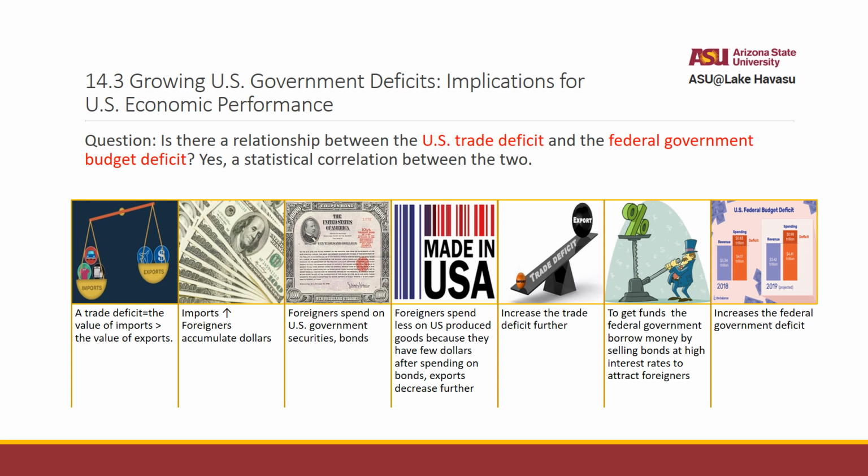So, suppose the value of the imports is greater than the value of exports. There is a trade deficit. Now, there will be an increase in the imports. The foreigners will now accumulate the dollars. The foreigners will spend on the US government securities and bonds based on the accumulated dollars. Then the foreigners will spend less on US produced goods because they have fewer dollars after spending on the bonds. What will happen? Exports will decrease further.